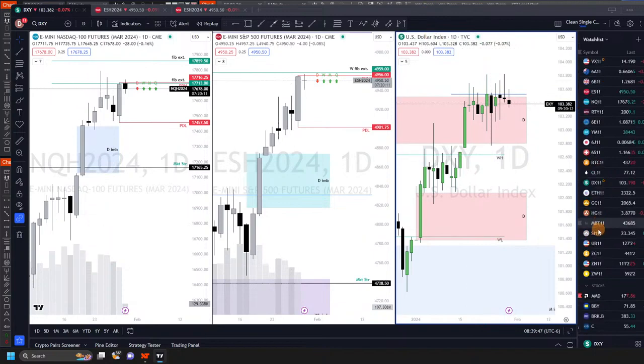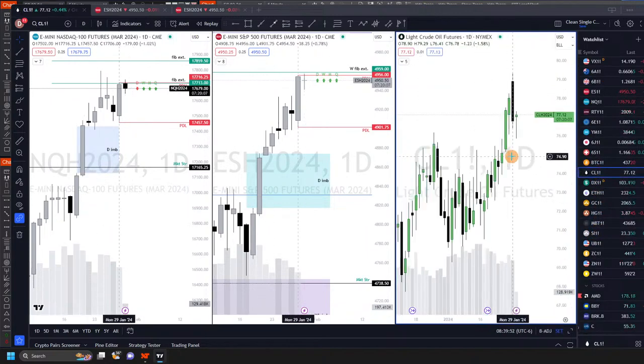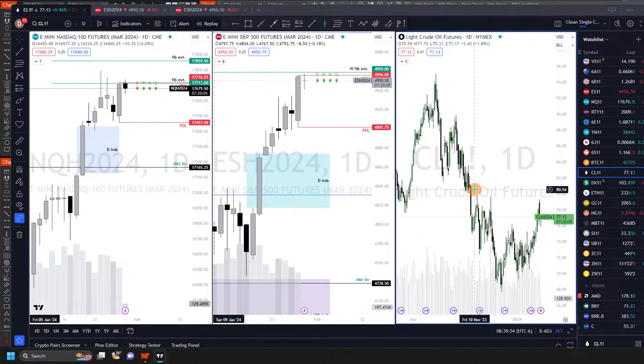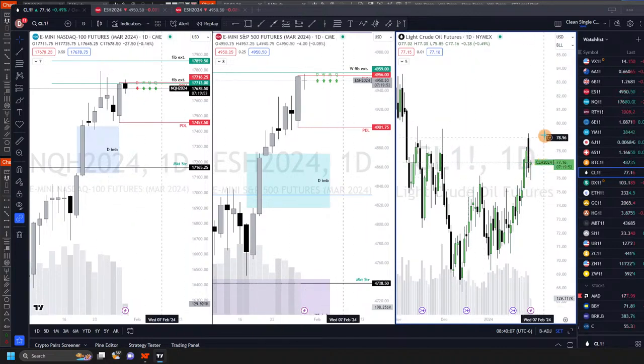Let's take a look at some other markets. Crude on the day, starting to break out of this range here. Had a nice pullback yesterday. And it looks like it's pulling back to this market structure level right here, and maybe making a move back up to that 79. It's possible.